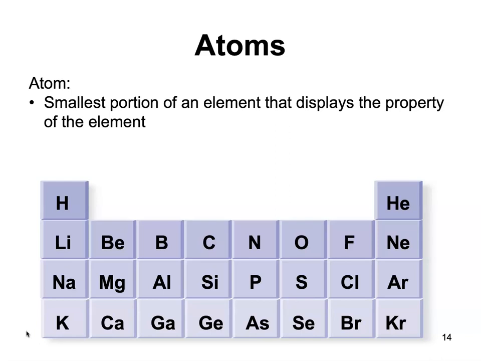Whether you have a small amount of pure oxygen or a large amount of pure oxygen, oxygen is always going to behave the exact same way every single time. So an atom is going to be the smallest part of an element that displays the property of that element.